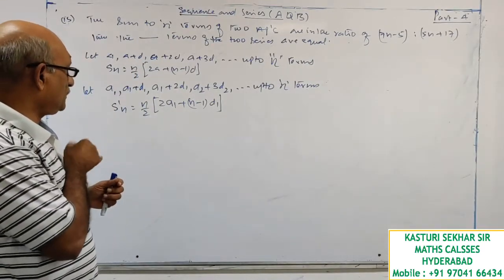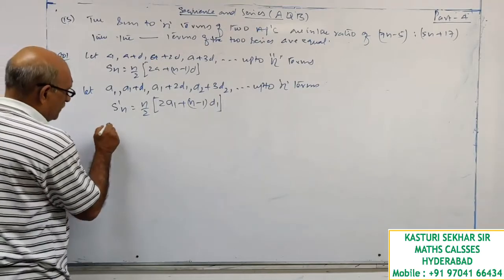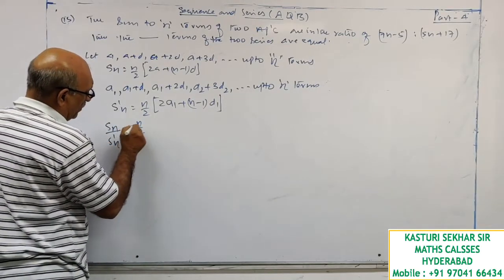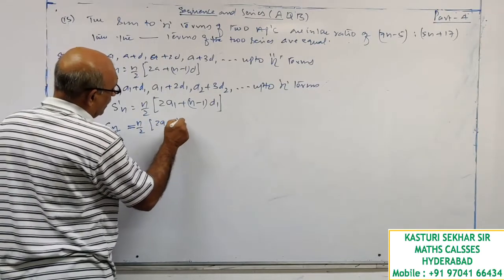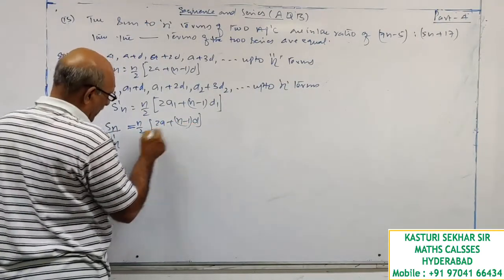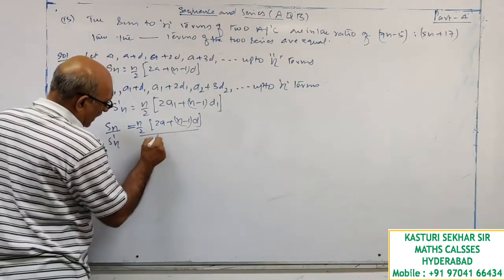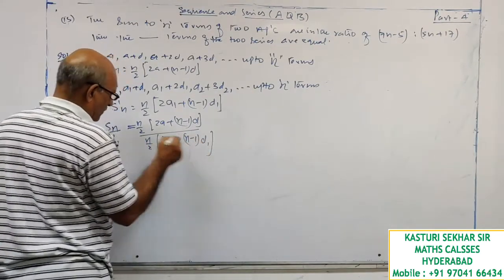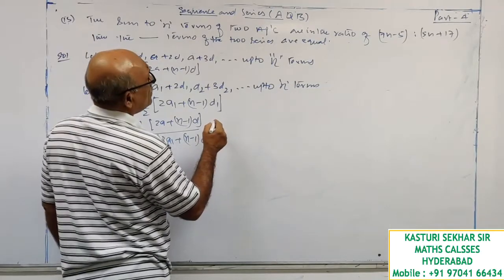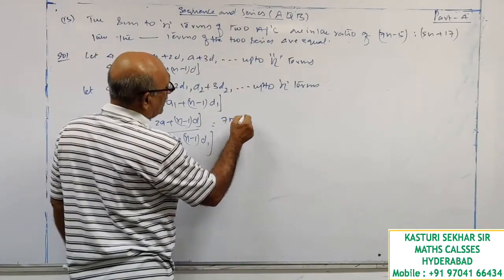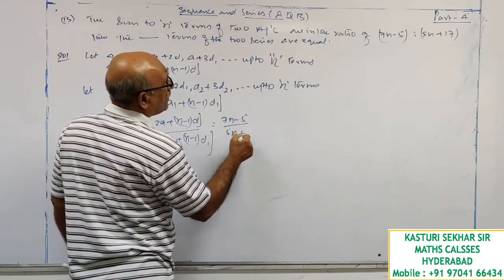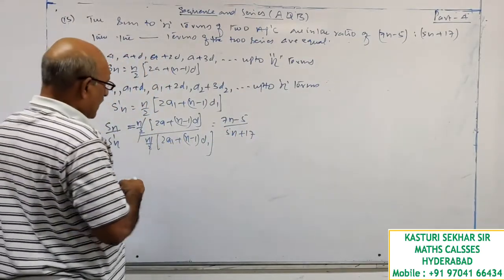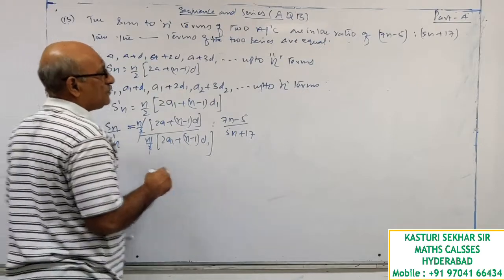Now, given Sn by S dash n is equal to n by 2 into 2a plus n minus 1 into d, divided by n by 2 into 2a1 plus n minus 1 into d1. This is equal to 7n minus 5 divided by 5n plus 17. The n by 2 cancels. Take 2 as common here.